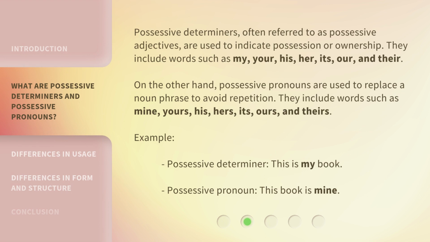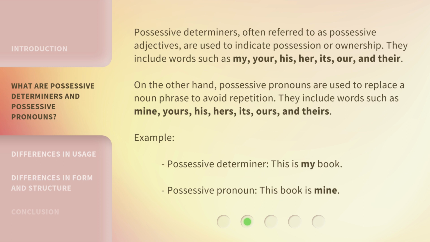Possessive determiners, often referred to as possessive adjectives, are used to indicate possession or ownership. They include words such as my, your, his, her, its, our, and their. On the other hand, possessive pronouns are used to replace a noun phrase to avoid repetition. They include words such as mine, yours, his, hers, its, ours, and theirs.